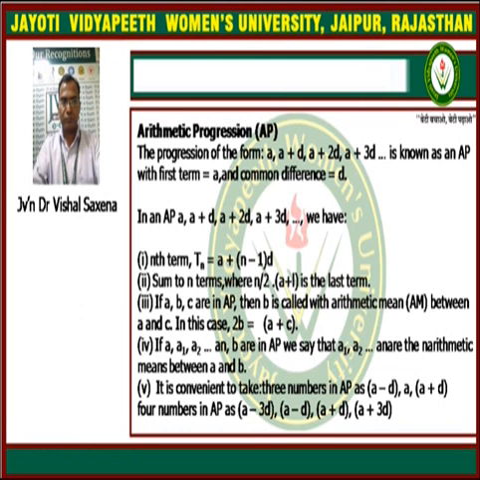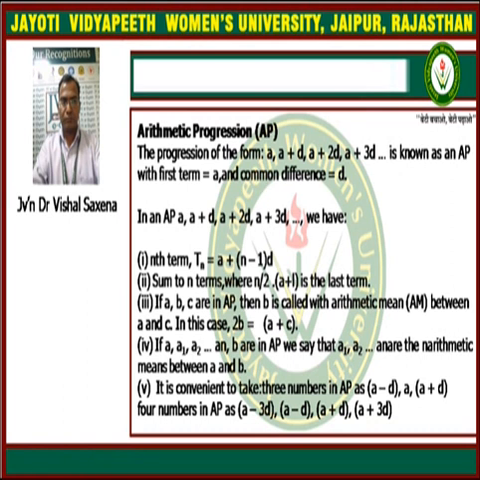In this AP, arithmetic progression, we have some formulas. The first is the nth term of this series. It is given by a plus n minus 1 into d. Second is the sum to n terms, which is given by n upon 2 multiplied by a plus l. So n by 2 into a plus l.